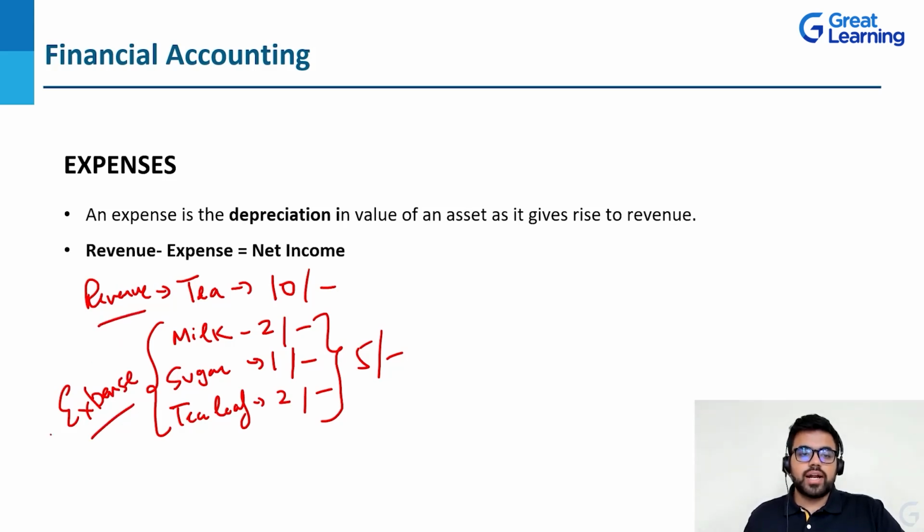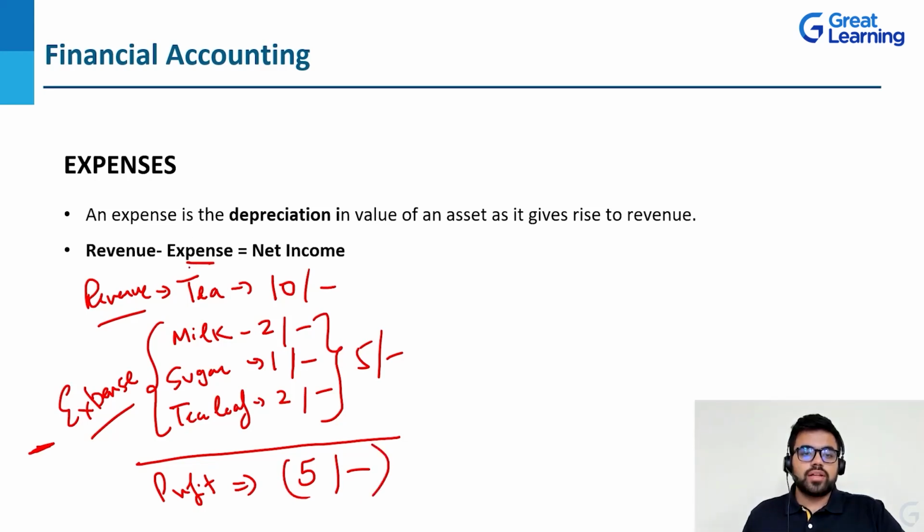Now, if you subtract these two, subtracting 5 from 10, you would get 5 rupees. That is your net income. So it is profit, since the expense is less than the revenue, you get profit. If the expense is greater than the revenue, then you would have a loss. If the expense is less than the revenue, then you would have a profit, right?